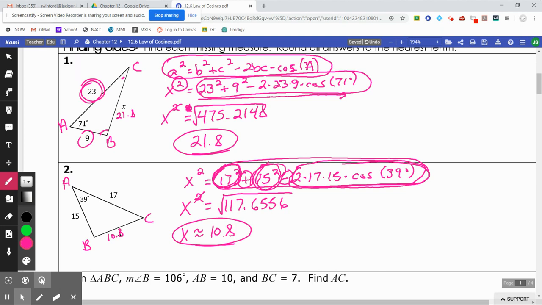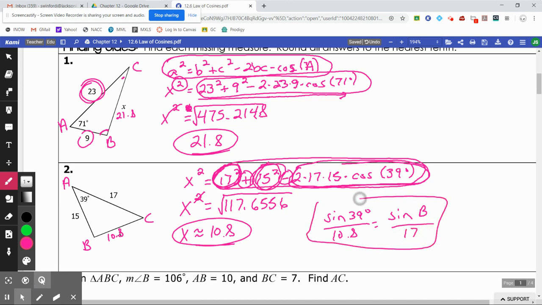What we can now do, since we know that this is about 10.8, we could use the law of sines and say the sine of A, which is 39, over 10.8 equals the sine of angle B over 17. And you could actually use the law of sines. There is one problem with that, though. 10.8 is a rounded answer. So if you're going to use 10.8 in a problem such as this to find a missing angle, I would use a more exact answer. I would use maybe 4 to 5 decimals just to make sure that this is going to be more exact whenever you work that problem out.